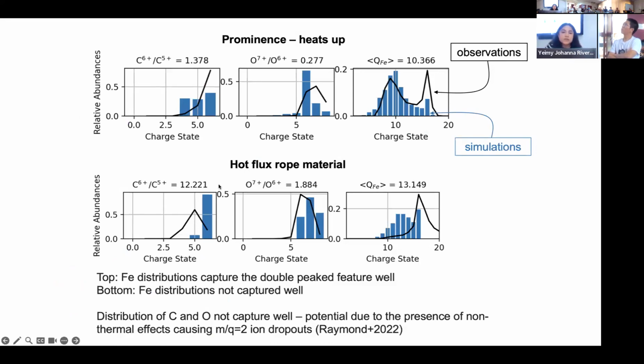And so this is just, again, the prominence material and the hot flux rope material in comparison to the observations. The simulations are in the blue and the observations are in the black. Like we saw, the double peak distribution in the observations was captured fairly well with a mass model, but we didn't get nearly as ionized material as we saw in the observations.